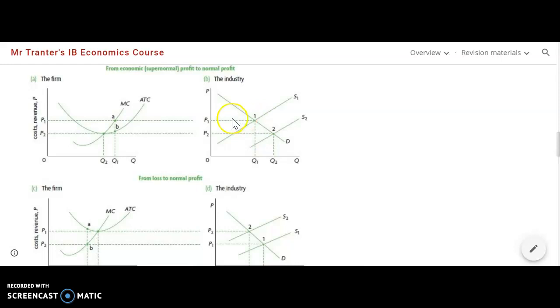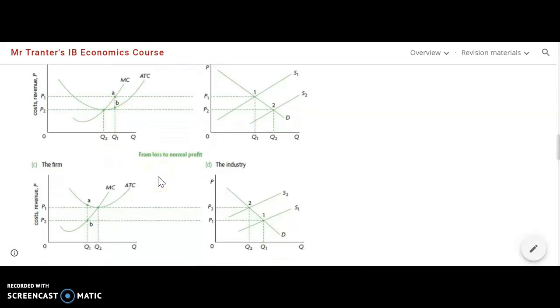So we were here, price P1, operating at point A, therefore Q1 output, having that amount of profit. The gap between here and our average total cost encourages more firms into the market, the supply curve shifts outwards, leads to P2. Now, our average revenue is equal to our average total cost, therefore normal profit.